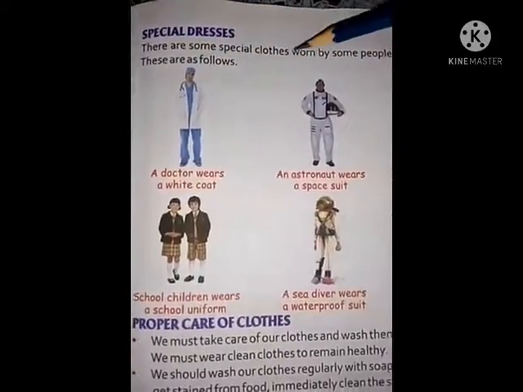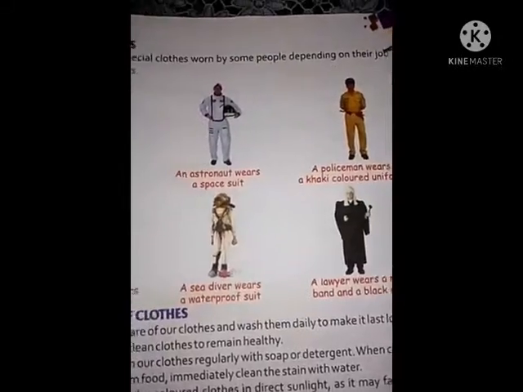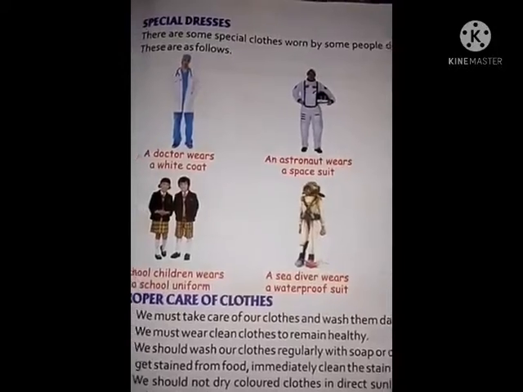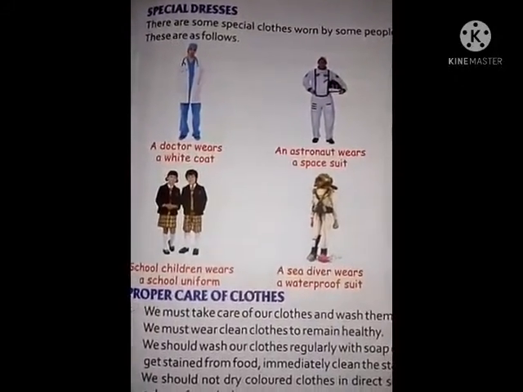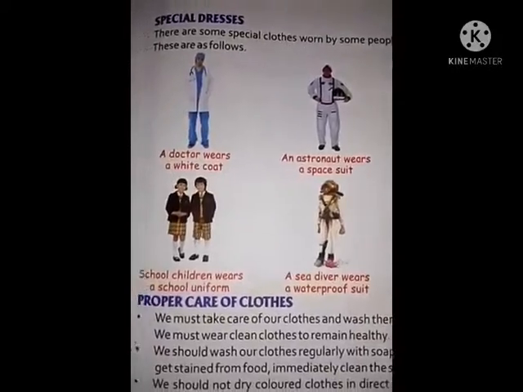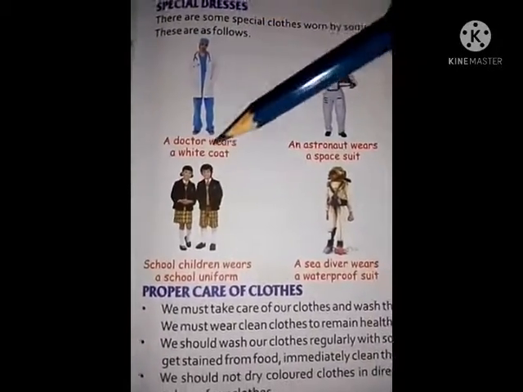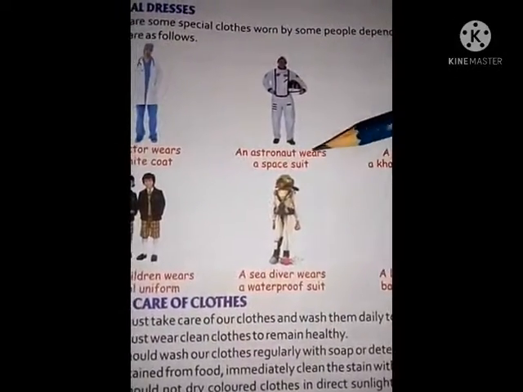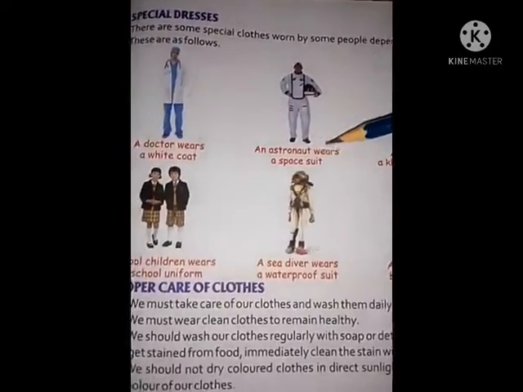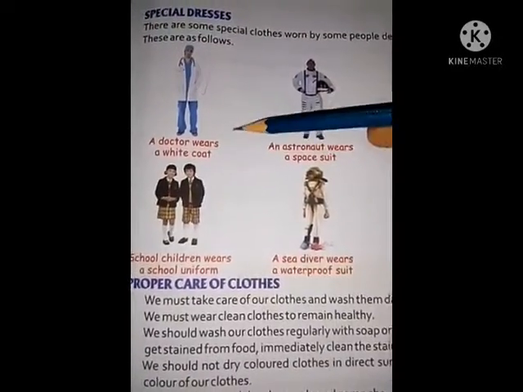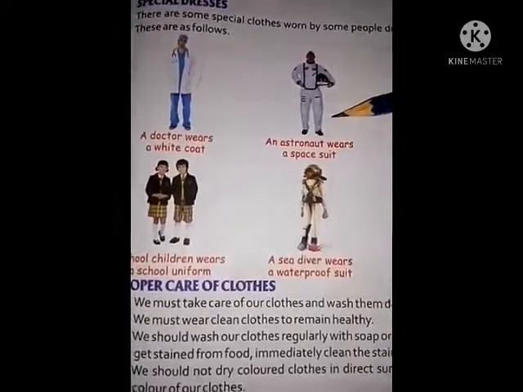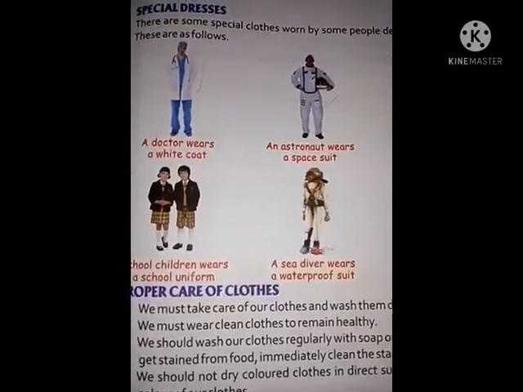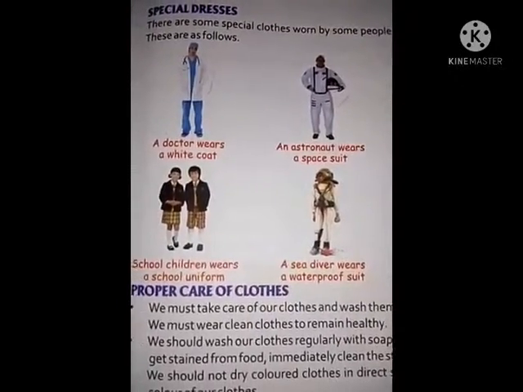There are some special clothes worn by some people depending on their job. Depending on their jobs, people wear different kinds of clothes. They wear special dresses. These are as follows. A doctor wears a white coat. An astronaut wears a spacesuit. An astronaut does not wear a white coat. He has to wear a spacesuit. So, depending upon the job they do, their dresses are different.